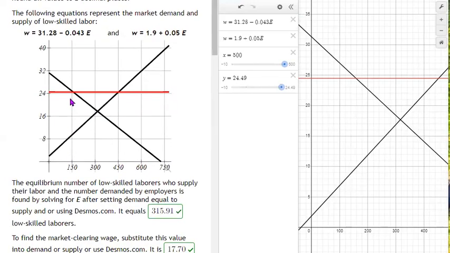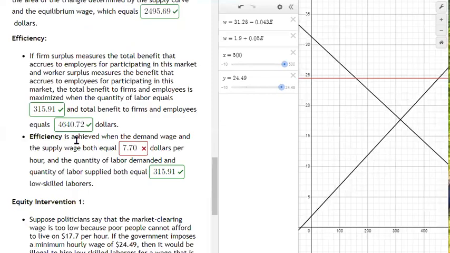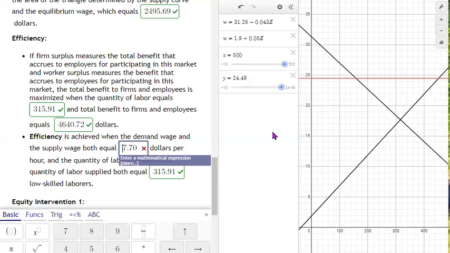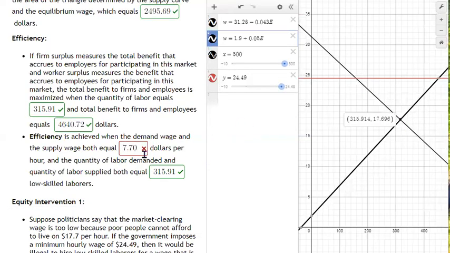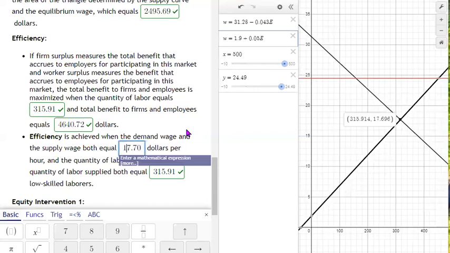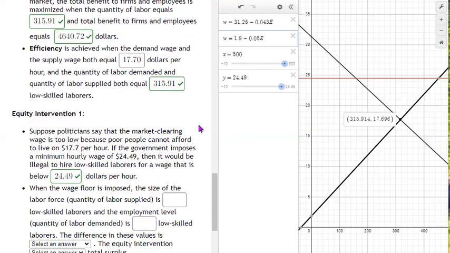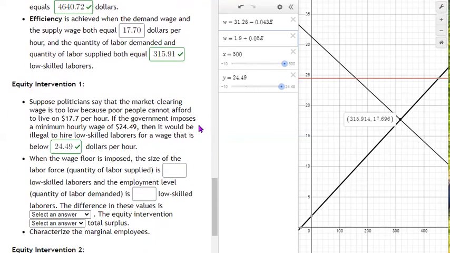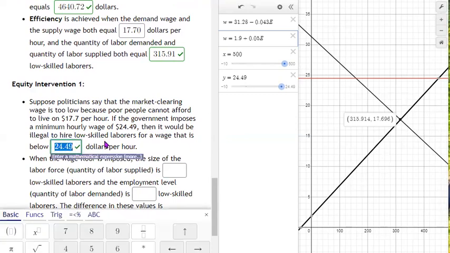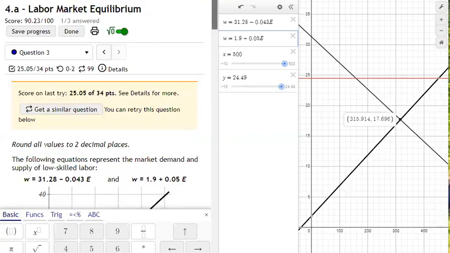And when I type that number, whoops, I got the number wrong here. This should be 17.70, right? The market wage is 17.70. I forgot my decimal. Okay, so when I type this number in, I hit enter or submit.